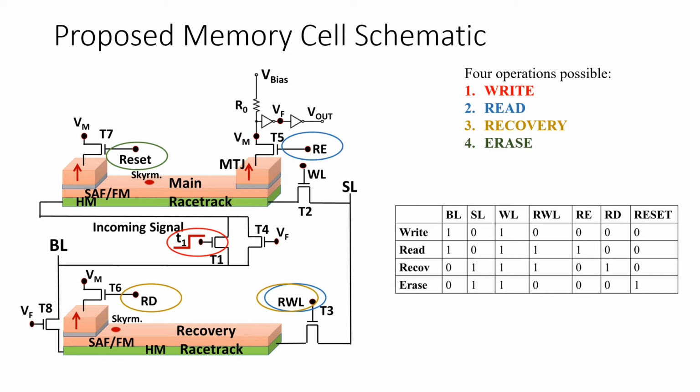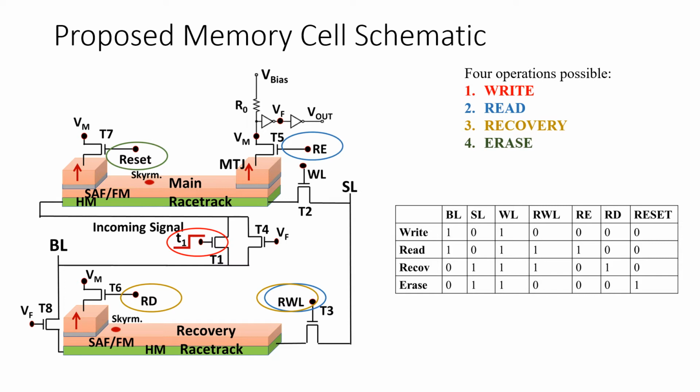So there are four possible operations. A write operation, in which you have an incoming signal, this T1, and it turns on this transistor T1. On the right, I'm also showing the table, the control pattern that you need to apply. So what you have is the bit line is on, and you have this transistor T1 turned on when the signal arrives, and you can see that it will drive the main racetrack's heavy metal current, and that will drive the skyrmion. Okay, so this is easy to see.